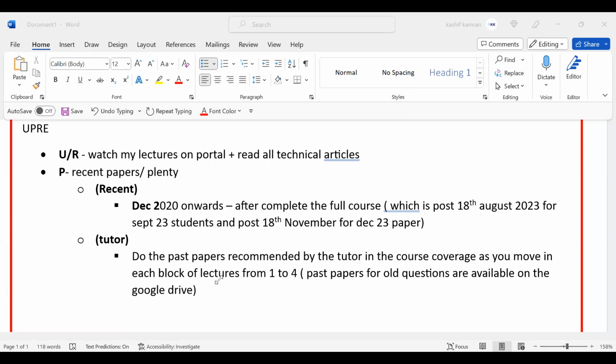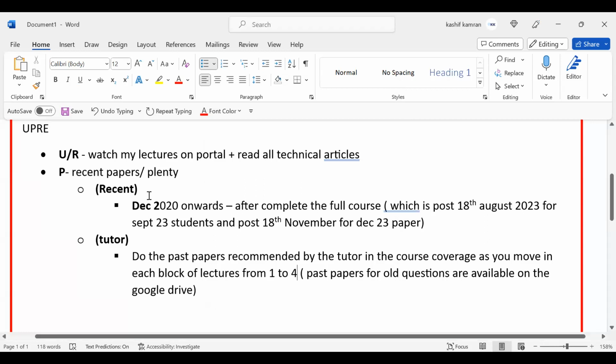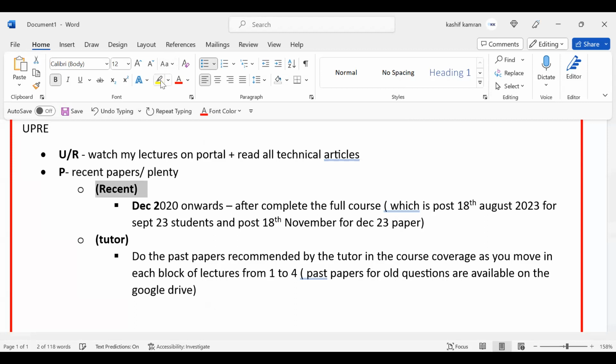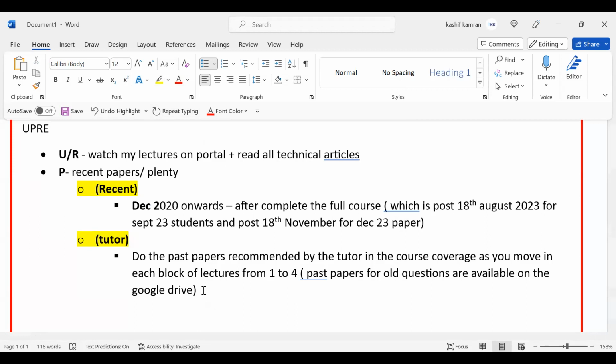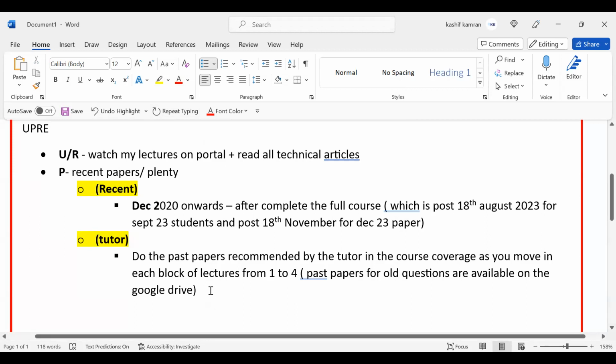Okay, next. So the recent papers, when you should do the recent papers, is everyone clear on that? After you've completed the whole course. And during the coverage of the course, whatever papers are recommended by the tutors, please ensure you do them, right? Is that clear to all of you? So that's practice plenty.